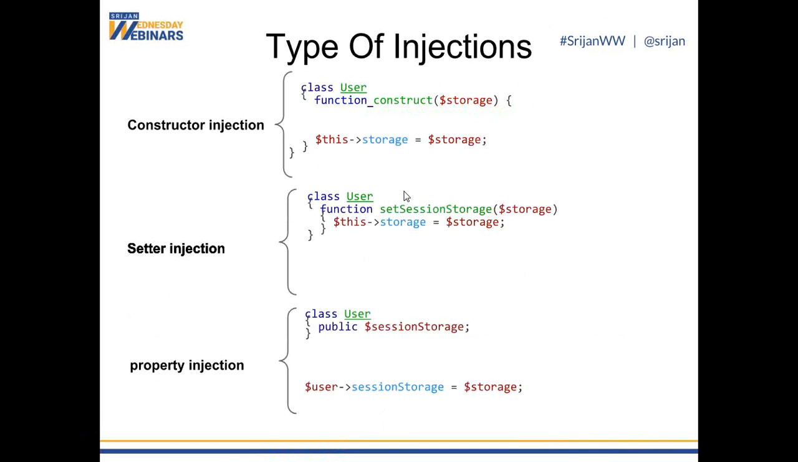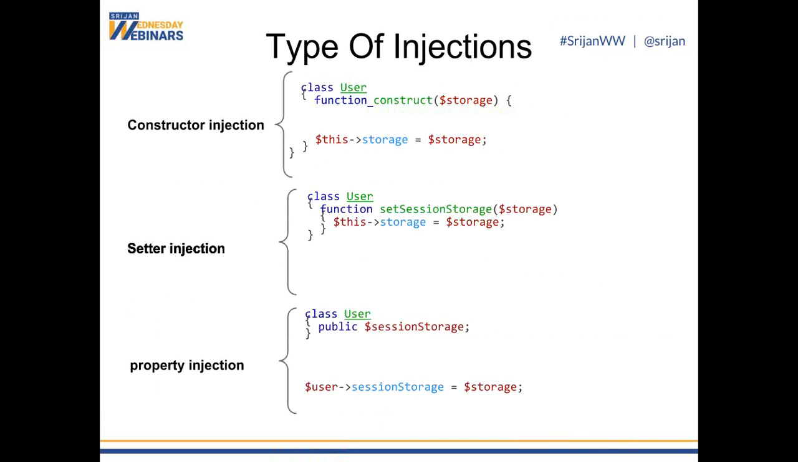There are three types of dependency injections: constructor injection, setter injection, and property injection. The most widely used is constructor injection, which is most widely used in Drupal 8. What it does is it makes use of the constructor to instantiate all the objects of the current classes or the called classes and then access their functions.